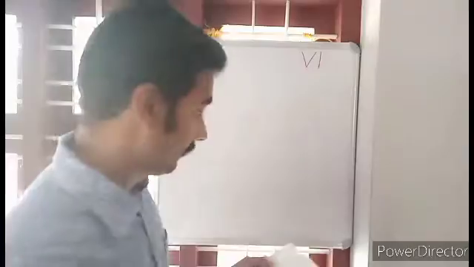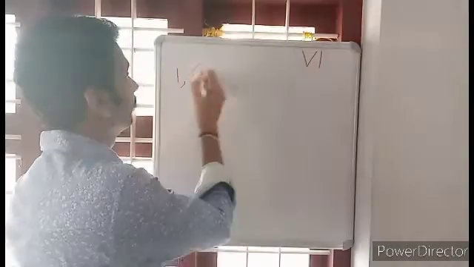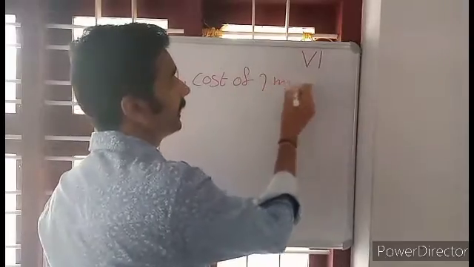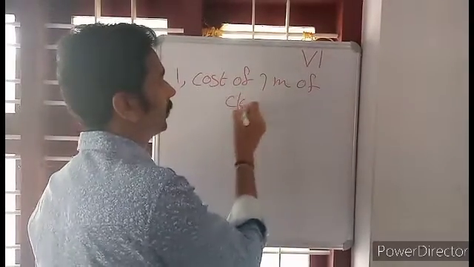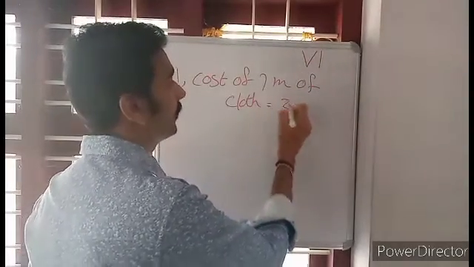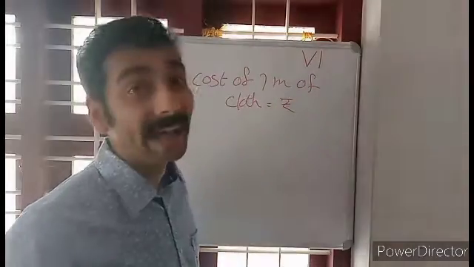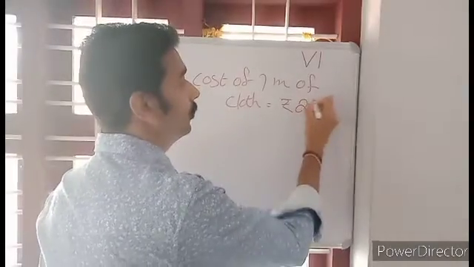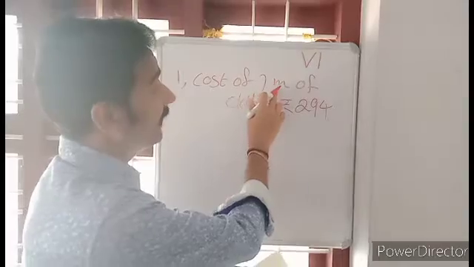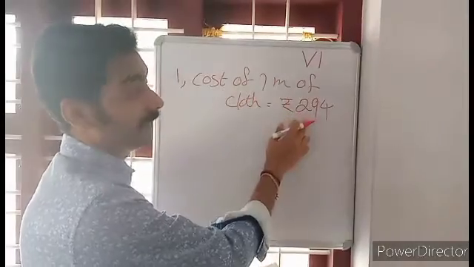First we write the cost of 7 meters of cloth. Cost of 7 meters of cloth is rupees 294. This one is 7 meters of cloth, rupees 294.